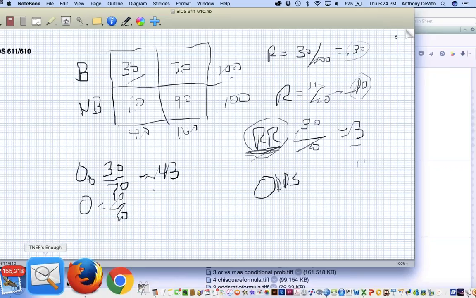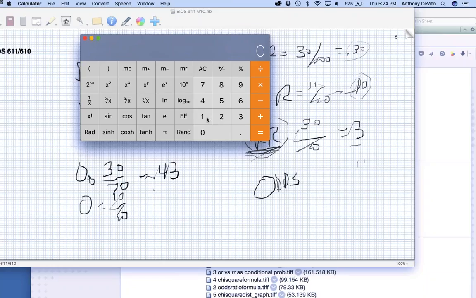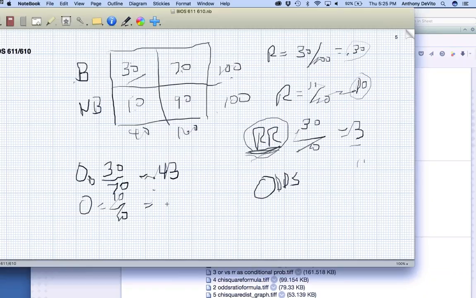Okay, and get it back again. And what did I say? 10 divided by 90 is equal to 0.11. I'm rounding these off just to save some time. 0.11, okay? And the odds ratio is the odds of getting the disease if you use the bath over the odds of getting the disease if you don't use the bath, and it's 0.43 divided by 0.11, and that comes out to about 3.9 or something like that.